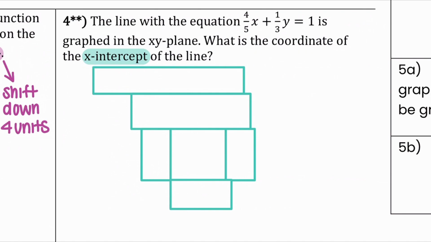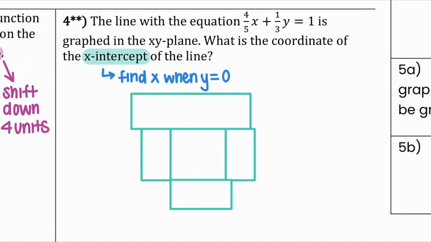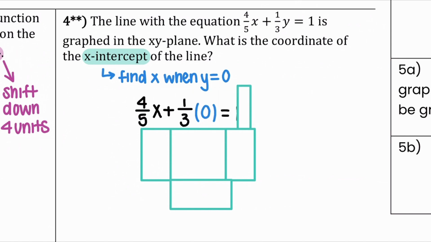In this sort of situation, we just have to ask ourselves, what does it even mean to be an x-intercept? By definition, x-intercept is telling us to find the value of x when y is equal to 0. So if we look at this entire equation, even though it looks scary, all we have to do is just substitute y equals 0 and find the value of x. So that gives us 4/5 x plus 1/3 times 0 is equal to 1. Or in other words, 4/5 x is just straight up equal to 1.